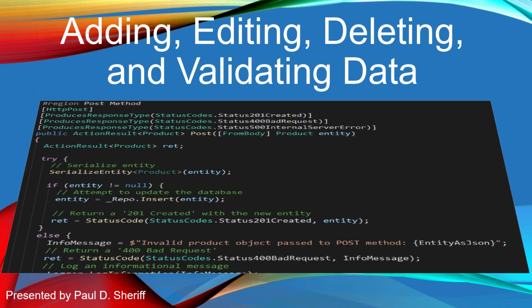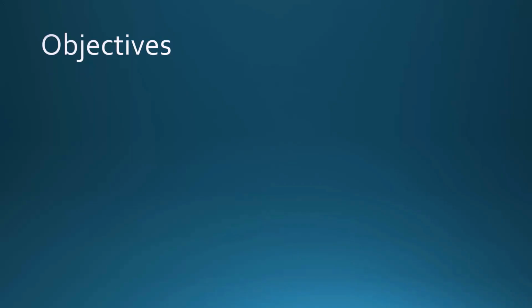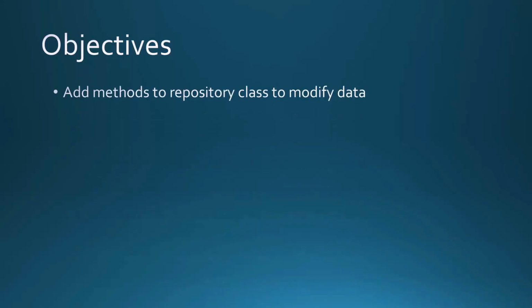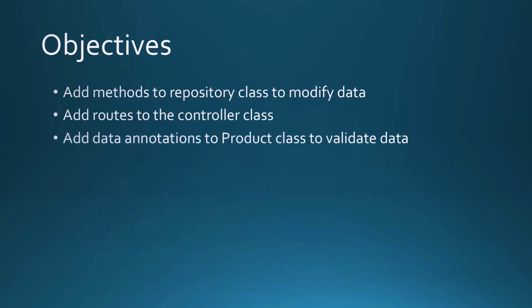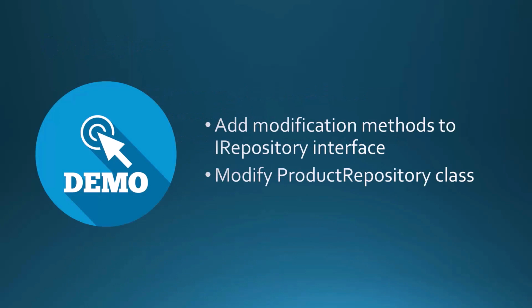This lesson is adding, editing, deleting, and validating data. The objectives for this lesson are to add some methods to our repository class to modify data, and then of course add the routes to the controller class to call those new methods. And we'll add some data annotations to the product class to validate data. Let's add modification methods to our IRepository interface, and then modify our product repository class to implement those methods.